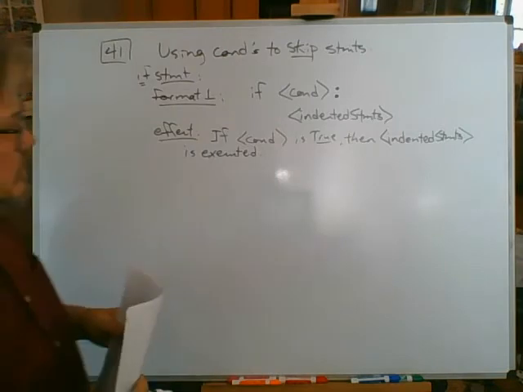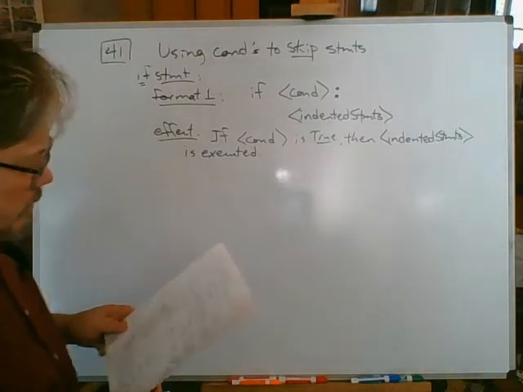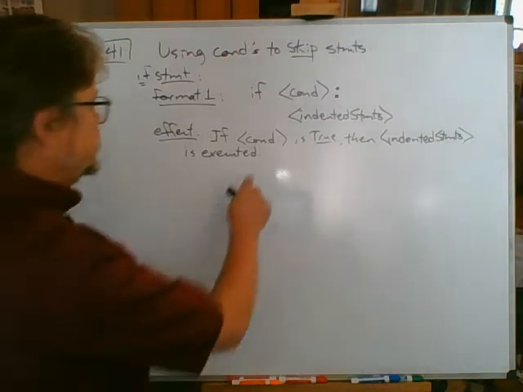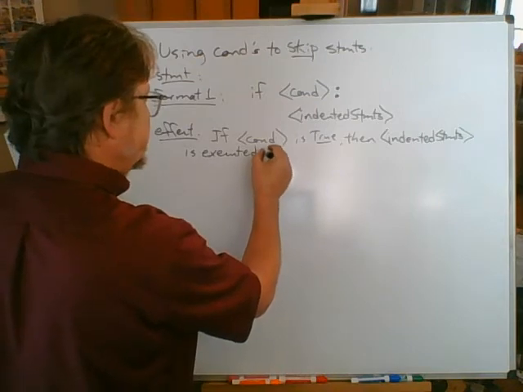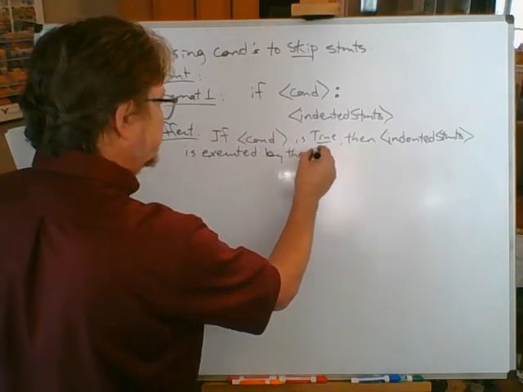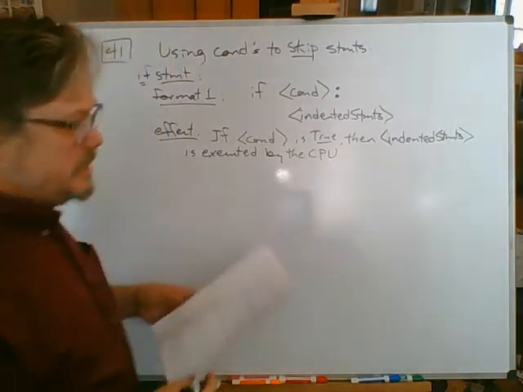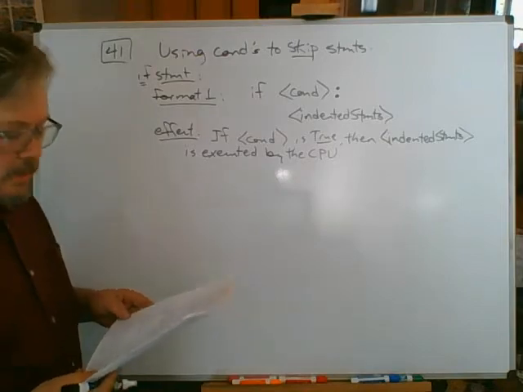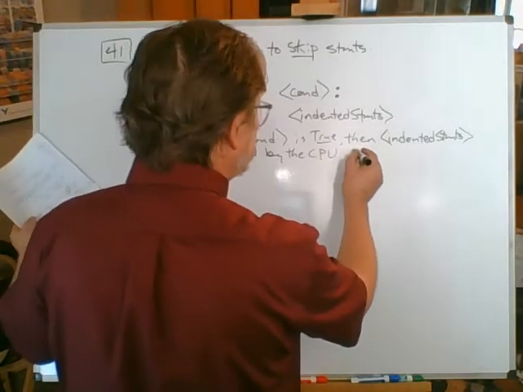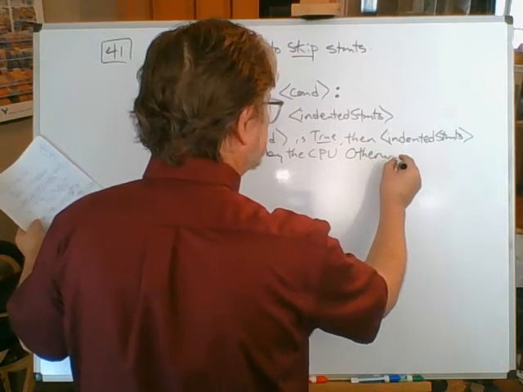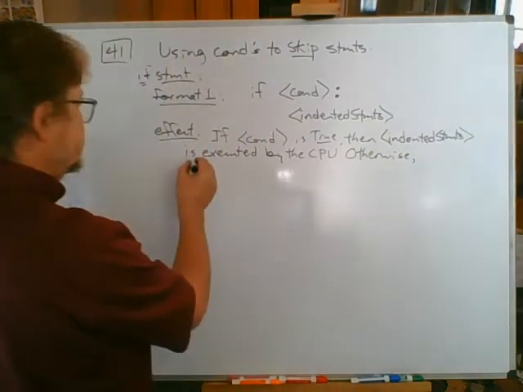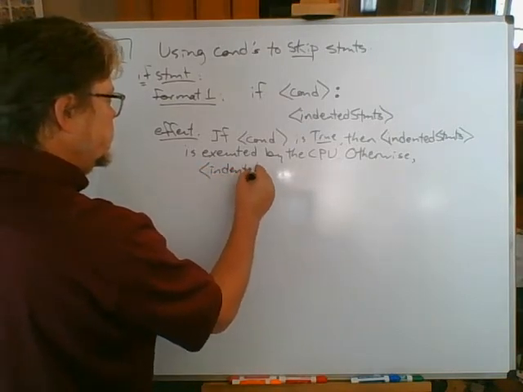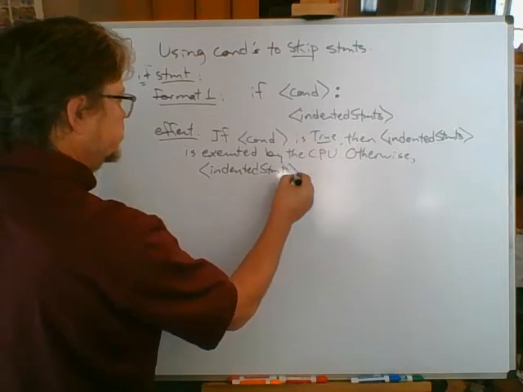And if that excuse is not good enough, I was born in Arkansas, so I can use bad grammar if I want to. If condition is true, then, well, I should say by whom. We're not going to do it ourselves. Is executed by the CPU. I suppose that goes without saying, and that's why it went without saying. Condition is true, that indented statements is executed by the CPU as the next part of your program. Otherwise, indented statements is skipped. I'll stick with singular.